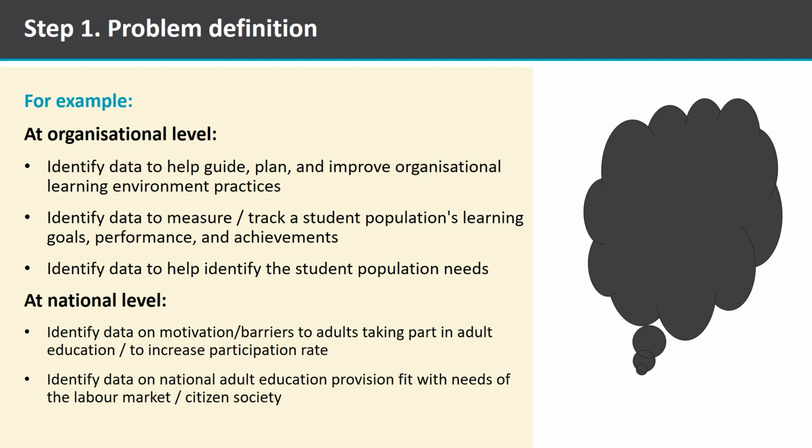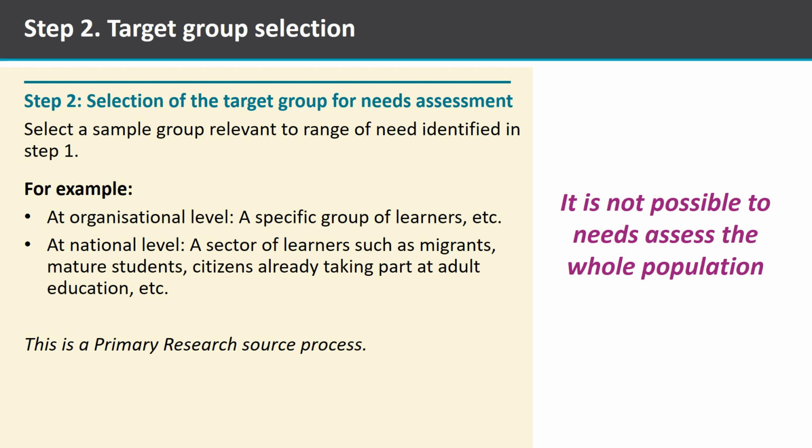Step 2 is target group selection. In this step, it is recommended to select a sample that would be relevant to the range of needs identified in step 1. Why? Because it is not possible to assess the needs of a whole population. Resources will not allow us to do that. However, social science methodologies have well-tested sampling procedures that are statistically accurate in projecting the needs of a total population. So it is possible for us to select a target group, and it is possible for us to use that target group as a sample for the whole population and to be able to identify the needs relatively accurately.